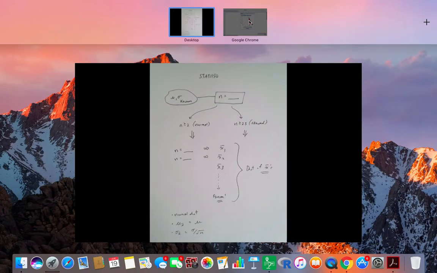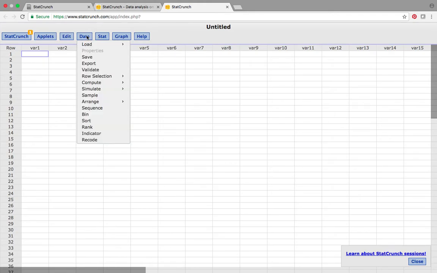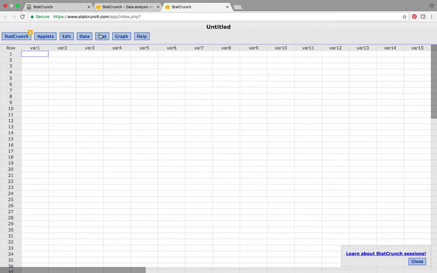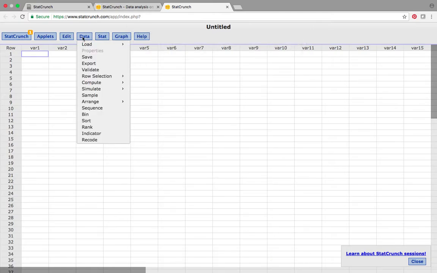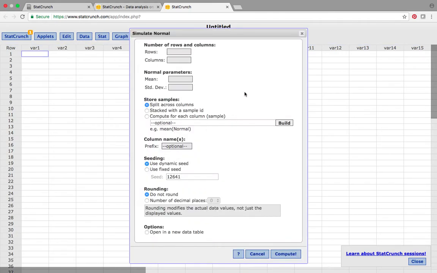Okay? So I'm going to go to StatCrunch and get rid of previous information. And what I want to do is I want to create some new data. So I want to create some samples, and you know what? I don't want to do it this way. I want to do it another way. Something just hit me. I want to go to simulate, and I will go from a normal distribution.